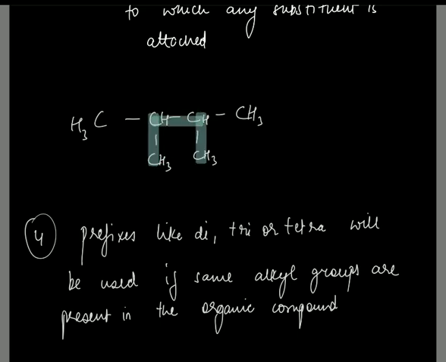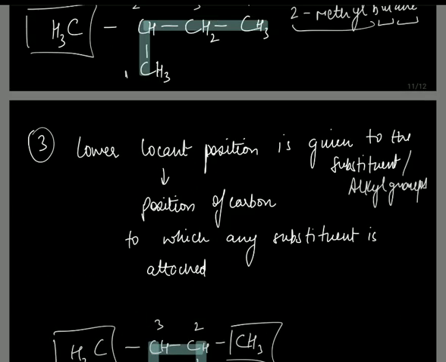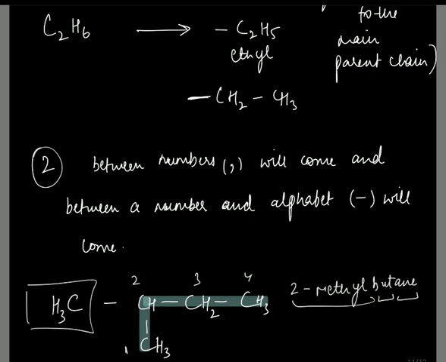So now you can start the numbering from here, 1, 2, 3, 4, or you can actually start the numbering from the left bottom also. It's up to you. So in any case, we have methyl groups on second and third. So it will be 2. Now between numbers, one more thing you write. Between numbers, comma will come.